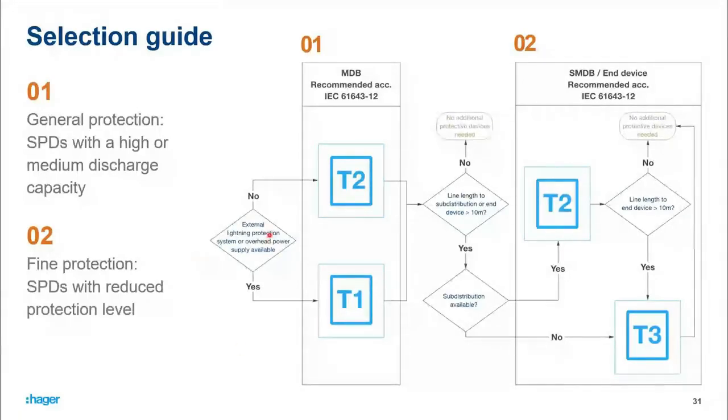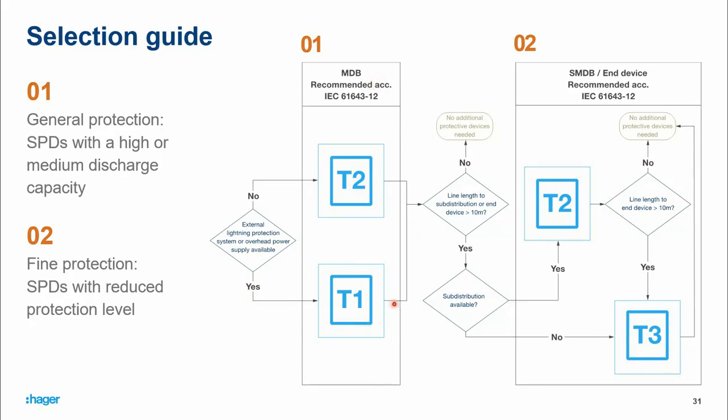First, is an external lightning protection system available or is an overhead power supply available? As we said, for Burj Khalifa, yes, external lightning protection is available. That means we follow the logic yes, and we arrive at a type 1 SPD in the main distribution board.